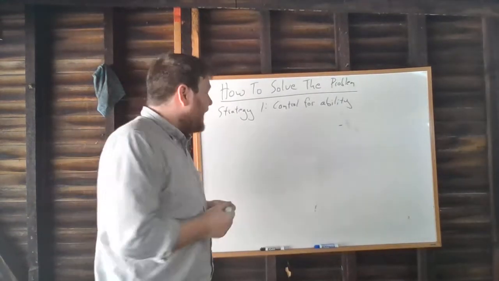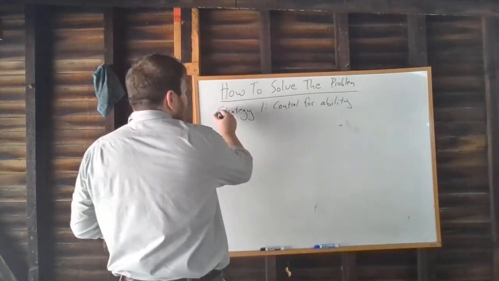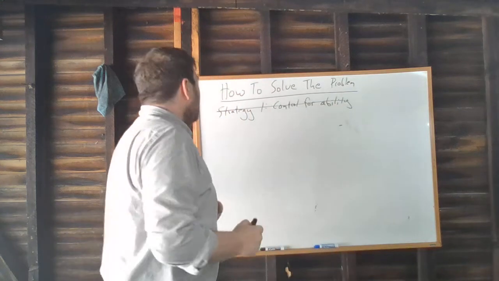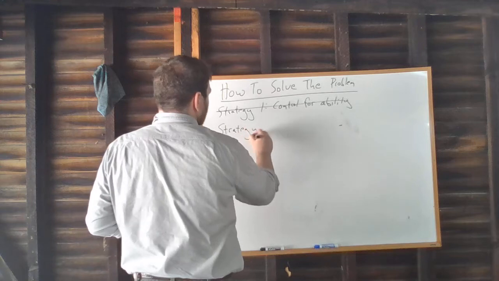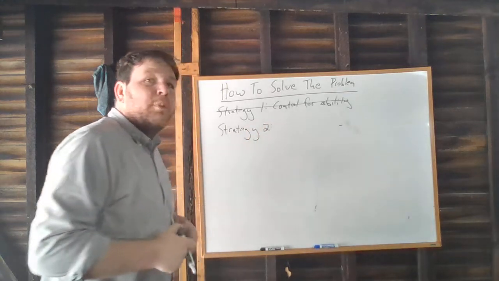So an alternative strategy, right? This is not something we're going to really expect to be able to do. An alternative strategy would be to perform an experiment.